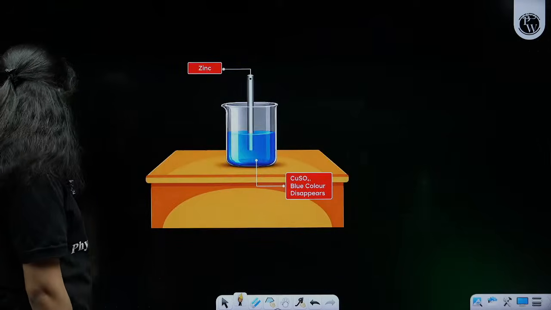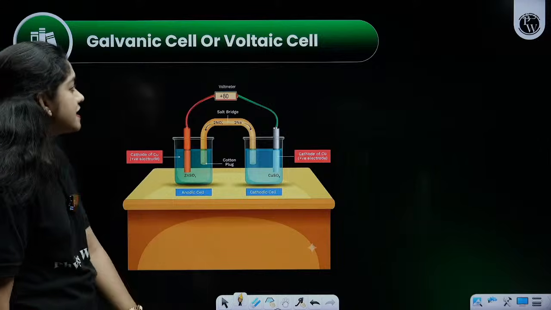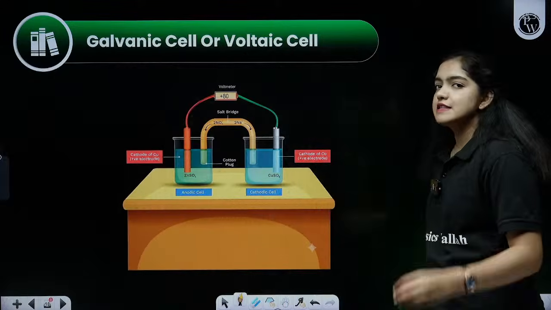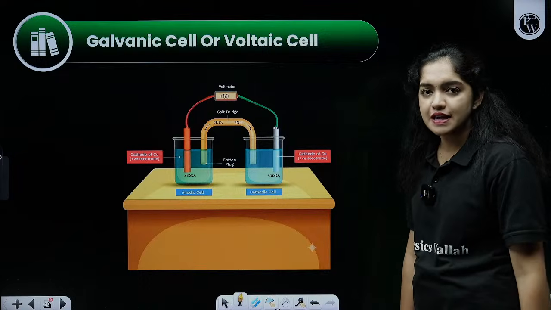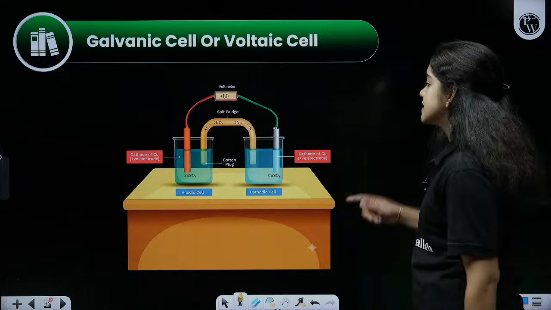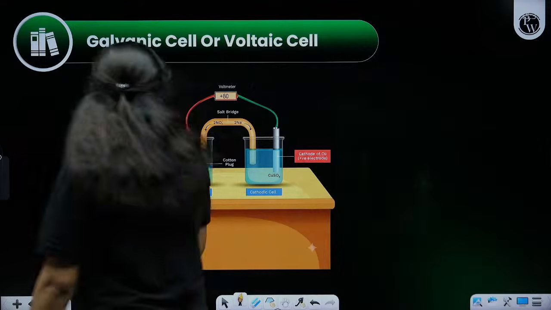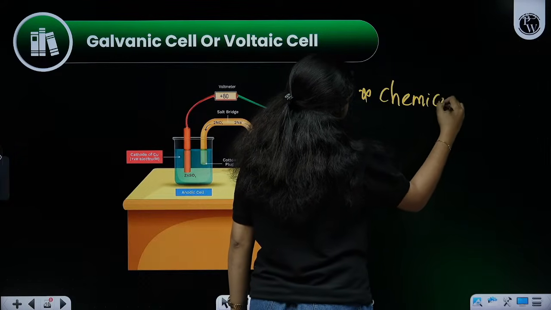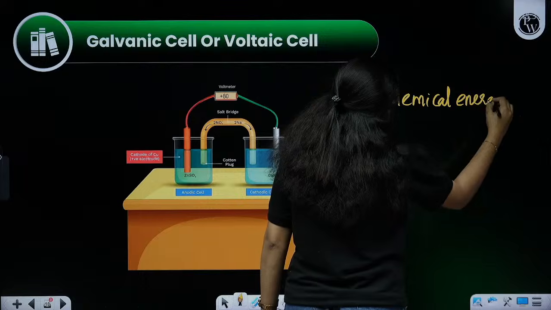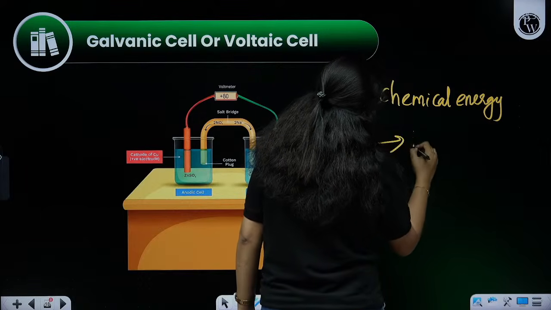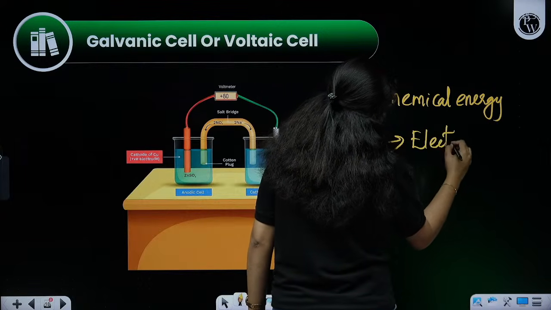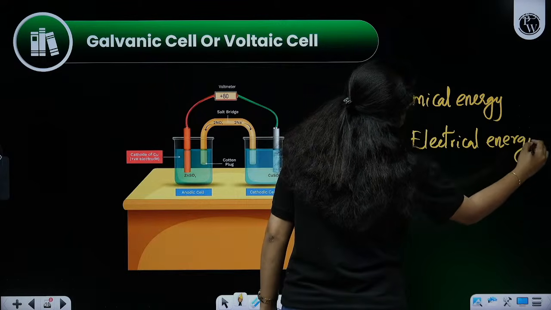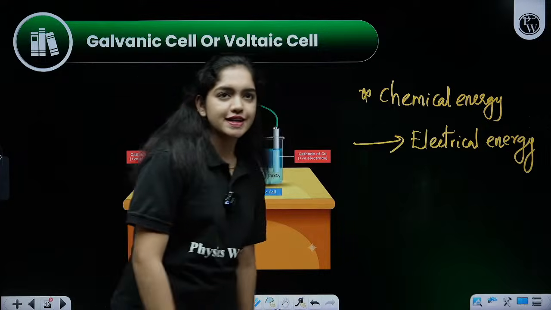So the first one is a galvanic cell or voltaic cell. What is a galvanic cell or voltaic cell? First learn the definition. The cell which converts chemical energy into electrical energy. Is that clear?